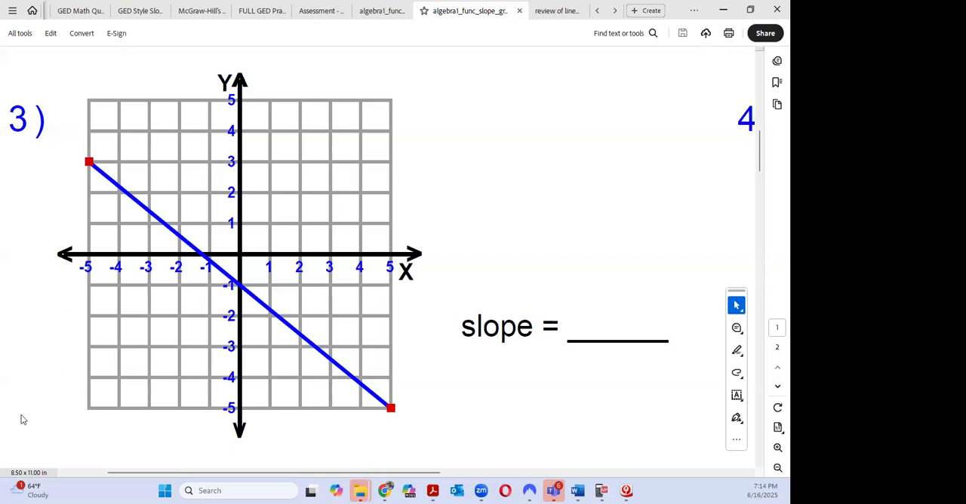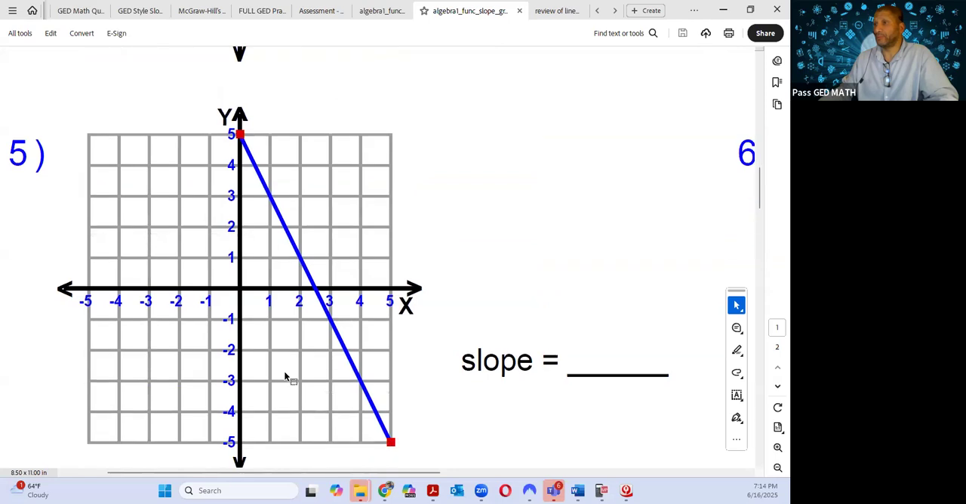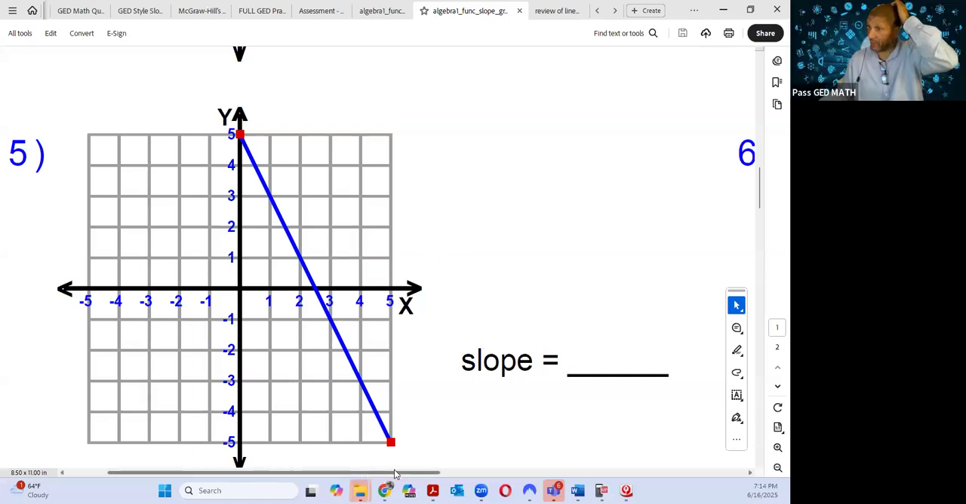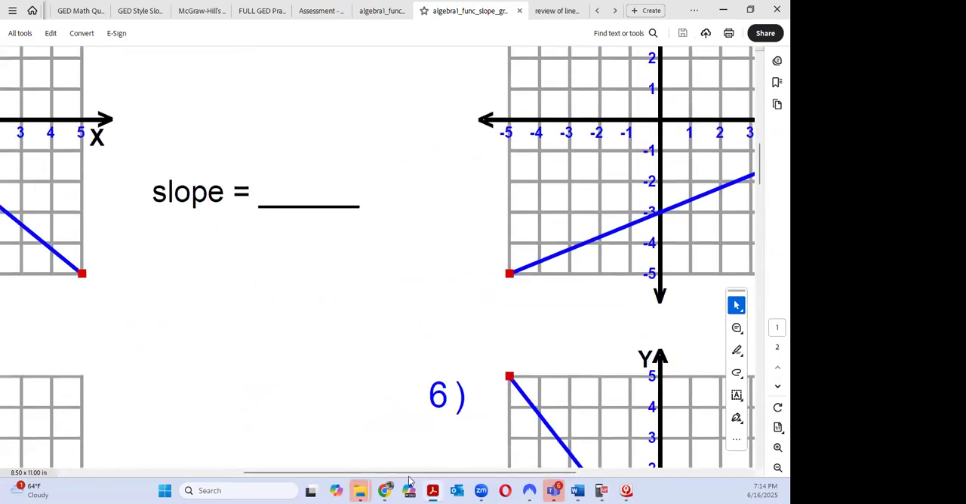All right, let's try one more real quick. That's a negative too. Let me find one that's positive. They don't even have one. Oh, yes, they do. Right there. That's positive. That's going up.